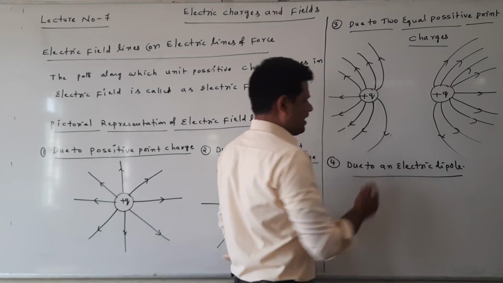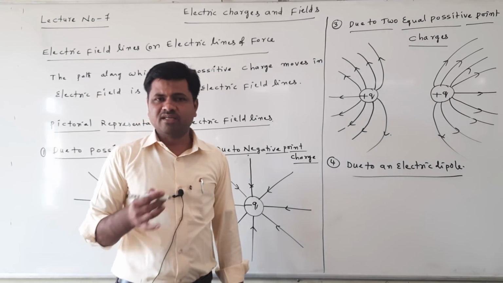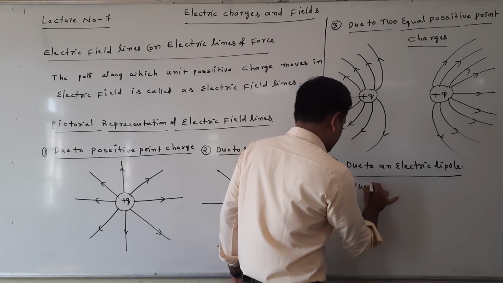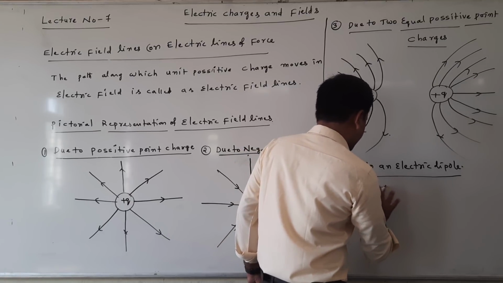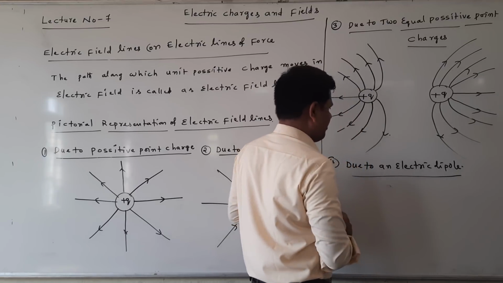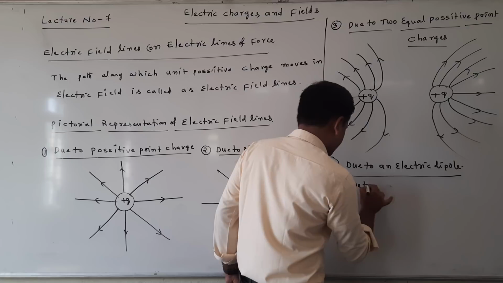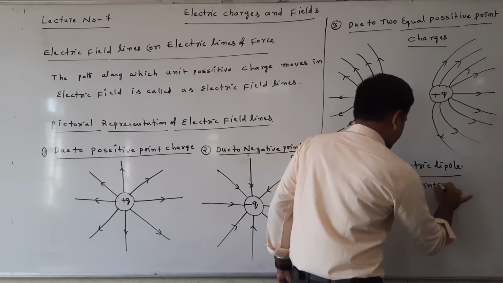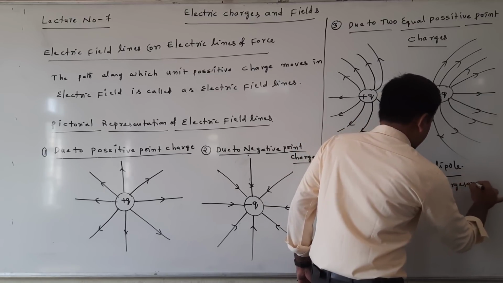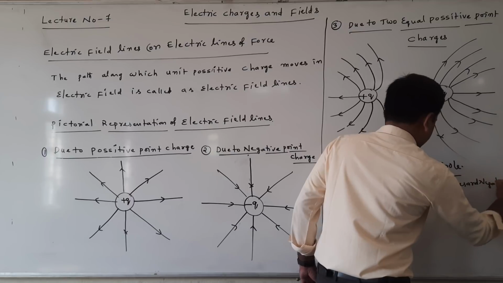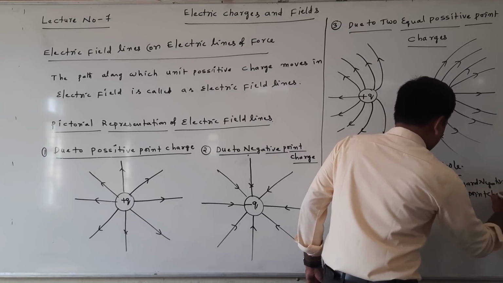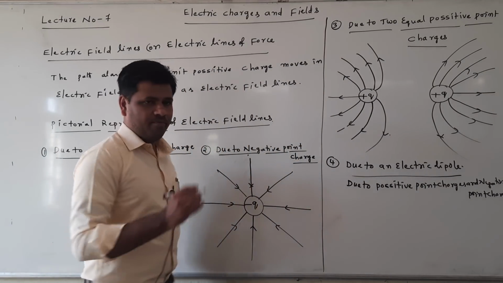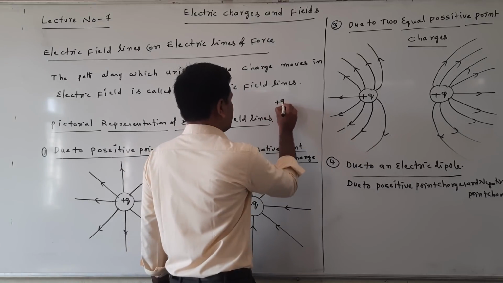Now, due to an electric dipole. What is meant by an electric dipole? Another name is due to a positive point charge and a negative point charge. We will discuss here what the electric dipole is. The electric dipole means simply one is a positive charge and another one is a negative charge.